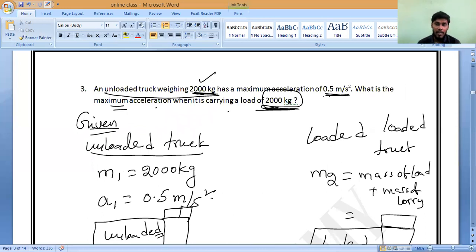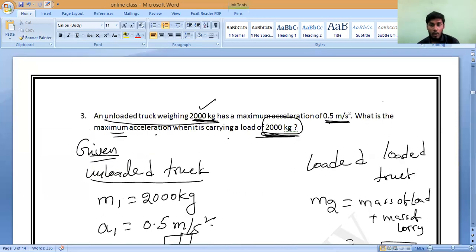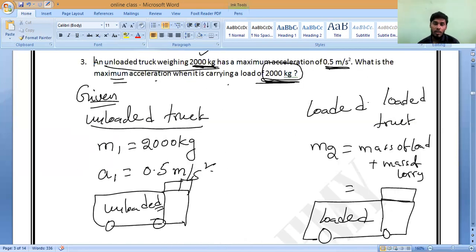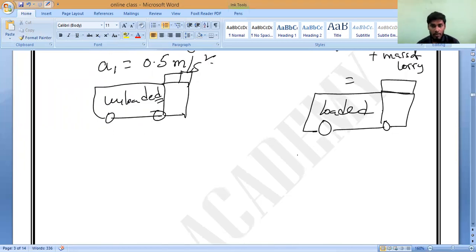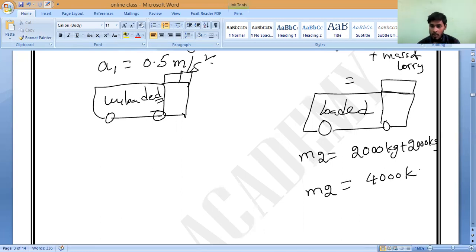Maximum acceleration then is 0.5 meter per second square. But if loaded, both the masses will come. Tamil Selvan, are you understanding? Laksha, Manya, Mavanesh, Darun? So now what is the loaded lorry mass? M2 is equal to how much? Mass of the lorry 2000 kilogram plus mass of the load another 2000 kilogram, which is equal to 2000 plus 2000, 4000 kilogram.